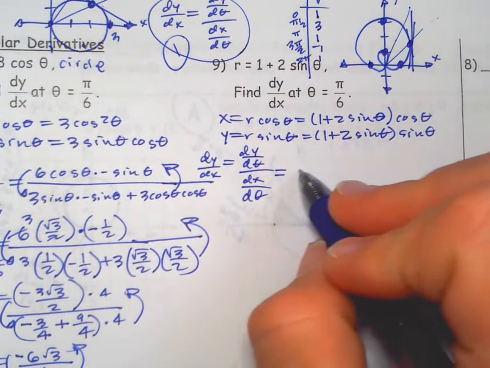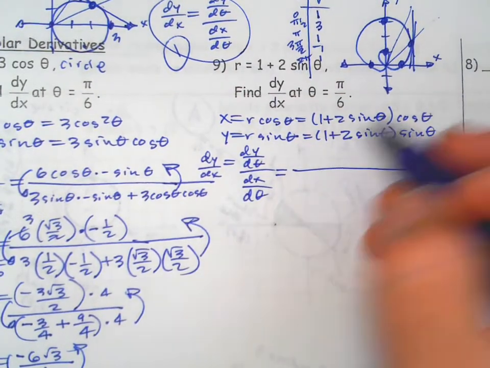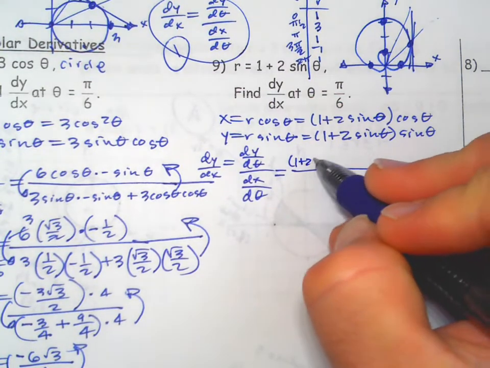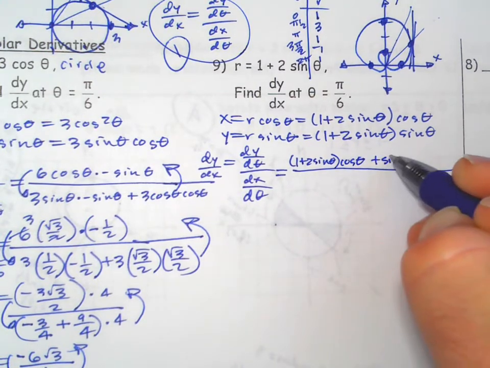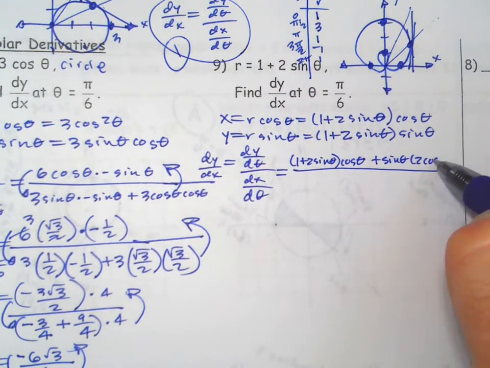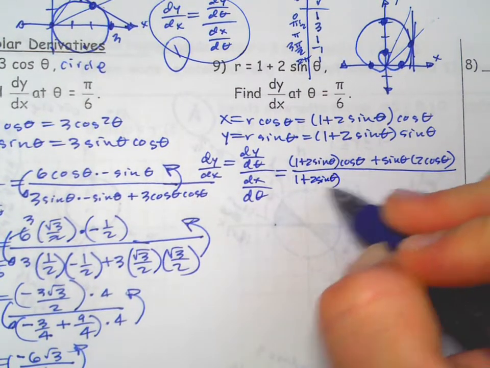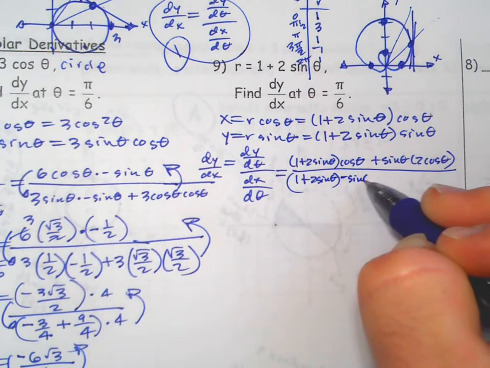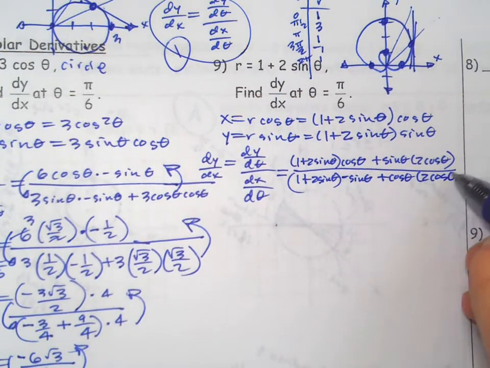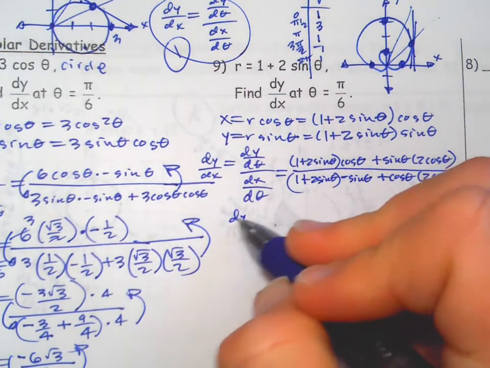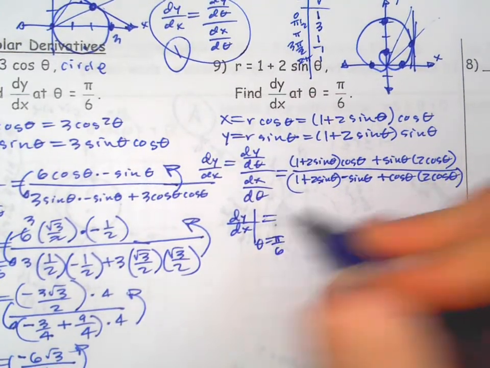because you just kind of instinctively go with the first one you wrote, which is x. But so on top, 1 plus 2 sine theta cosine theta plus sine theta 2 cosine theta. Bottom's going to be 1 plus 2 sine theta negative sine theta plus cosine theta 2 cosine theta. And so then we're going to plug pi over 6 in.